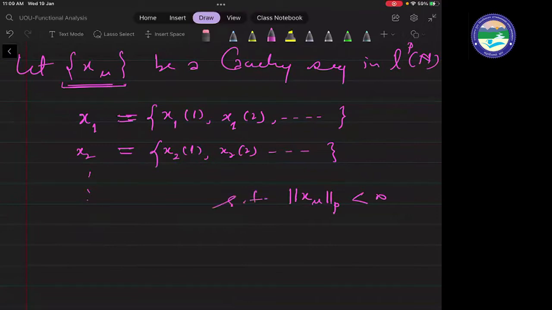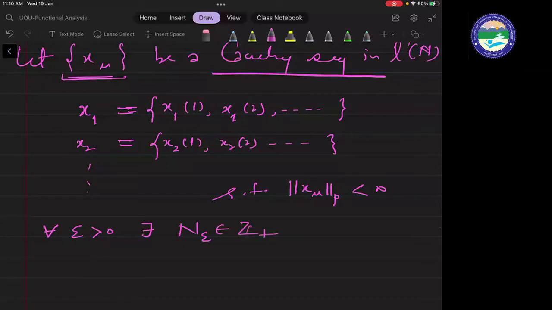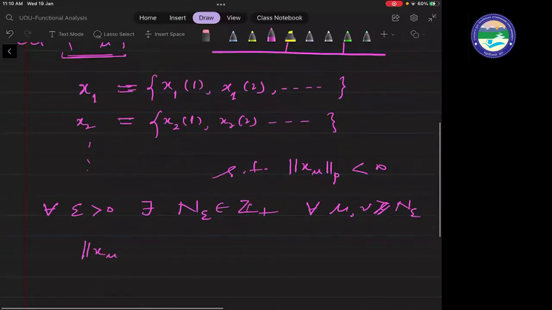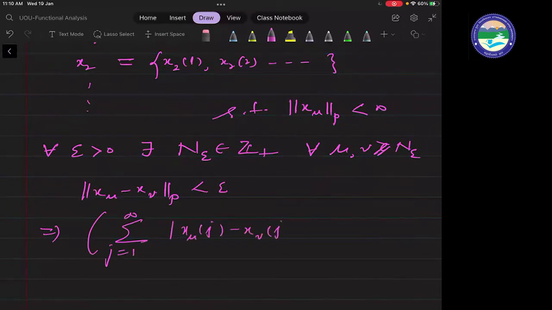They all satisfy this. Since I said that x mu is a Cauchy sequence, by the definition of Cauchy sequence, for all epsilon positive there exists a positive integer n epsilon which depends on epsilon, such that for all mu, nu greater than or equal to n epsilon, we have norm x mu minus x nu p less than epsilon. What does this give you? This will be summation j from 1 to infinity mod x mu j minus x nu j to the power p, whole to the power 1 by p, less than epsilon.